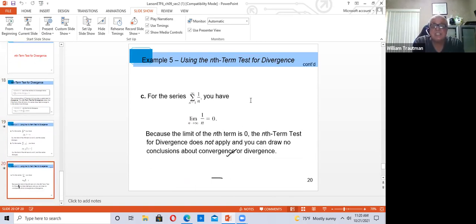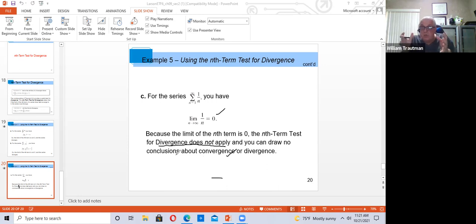However, this is just the divergence test. So even though this one goes to 0, the only thing we can say is this does not diverge. So the divergence test doesn't apply here. Since it doesn't diverge, the divergence test does not apply, and we'll look at another test to see if it converges or diverges. So you can't draw a conclusion using this test.